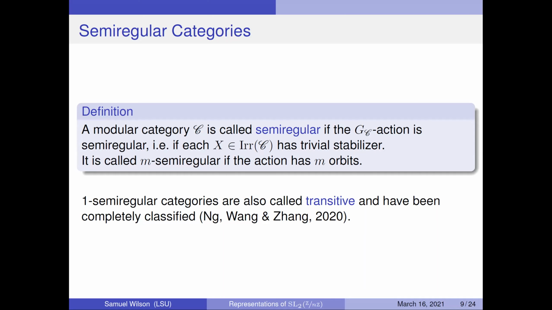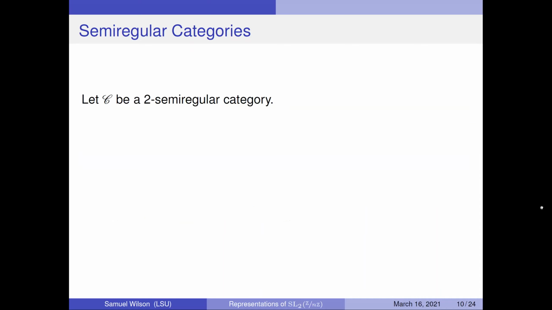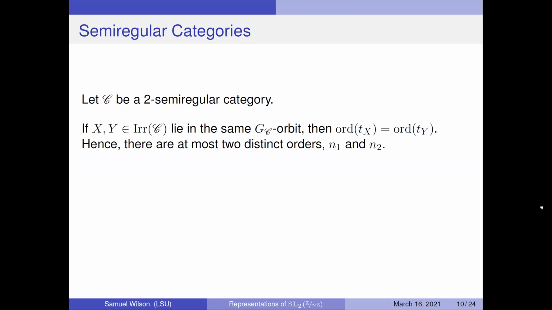So now we're looking at the two semi-regular categories. That is where we have exactly two orbits, and you can prove that they're the same size. So let's look at a two semi-regular category. Perhaps the most useful property for classifying this is that if two objects lie in the same Galois orbit of an n semi-regular category for any n, then their t values have the same order as roots of unity. So in this case, we're looking at a two semi-regular category. That means we have at most two distinct orders. Okay.